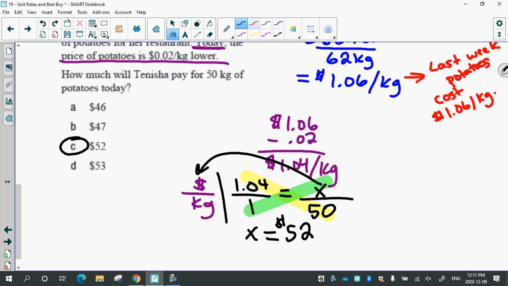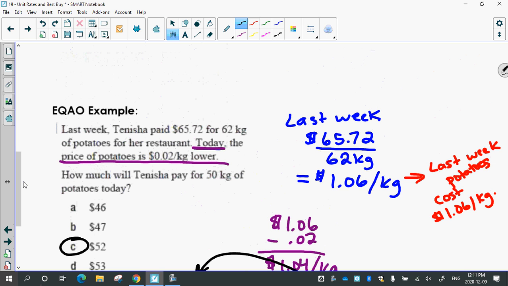You had to realize that you needed to get last week's unit rate of $1.06 so that you can take 2 cents away from it and get today's unit rate. Okay? That's what makes that question tricky, because it doesn't tell you to do that. You have to realize yourself that that's what you have to do.